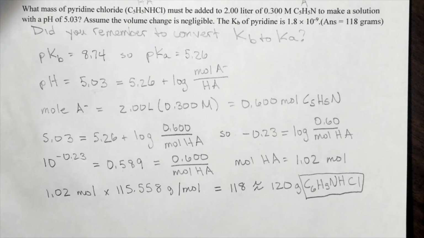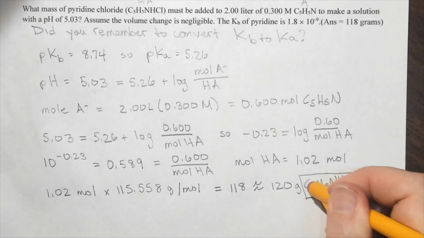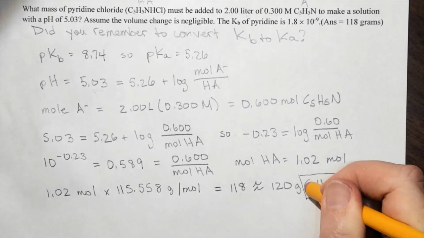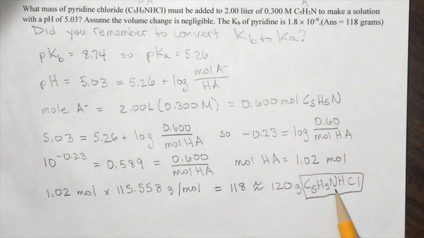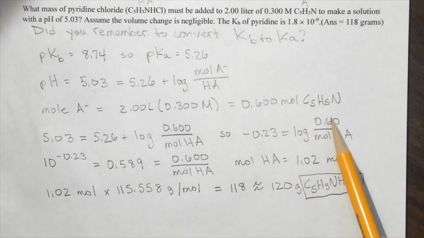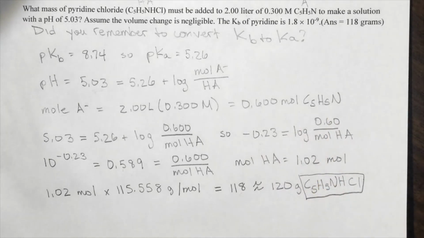Okay guys, I just found an error here. I have C6H5 and HCl. This should be C5H5NHCl. So I've got it right up here and then I goofed up down here. My apologies.